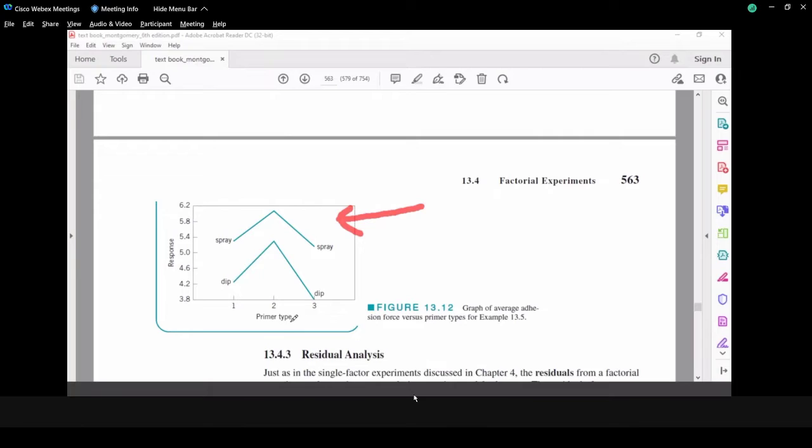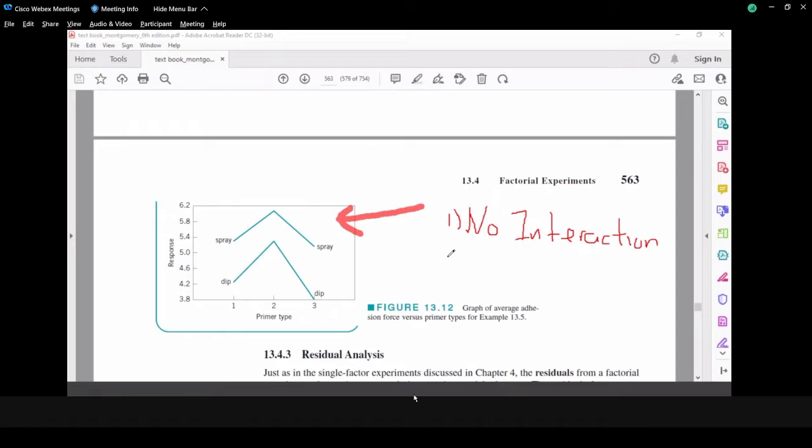So you have factor A, primer type, with 3 levels, and factor B, dipping and spray. In order to interpret this graph, first you see that no interaction exists, because the lines are almost parallel. This is the first thing you must write in your interpretation for tests or for your reports: no interaction.